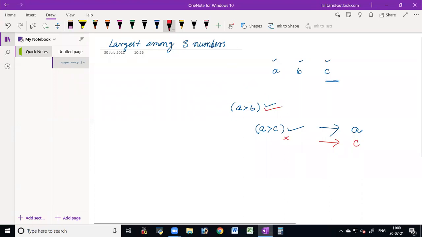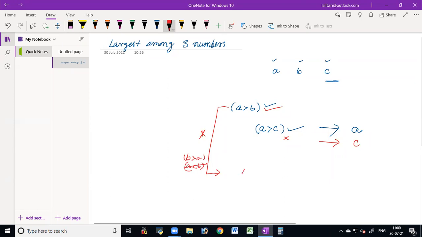Clear? Suppose this one is false. That means it indicates that A is less than B, because we have taken distinct numbers. If A is greater than B is false, it indicates that A is less than B, or you can say B is greater than A. Both are same. If A is greater than B becomes false, it indicates that B is greater than A because you have taken three distinct numbers. All of you clear?